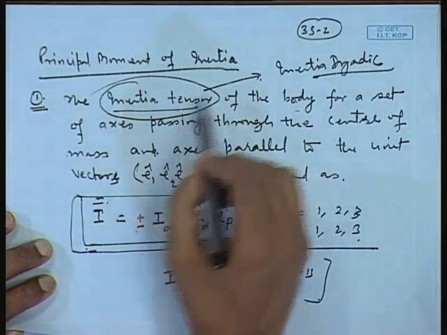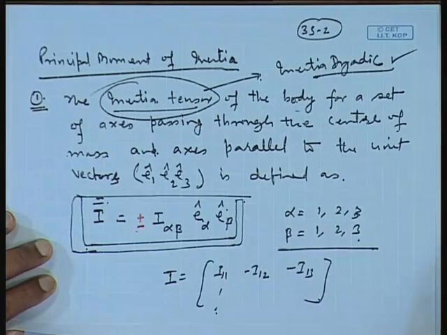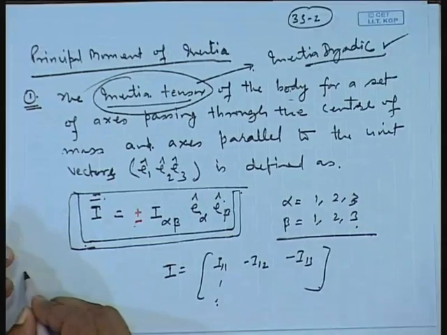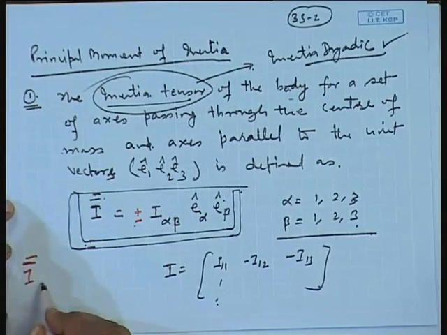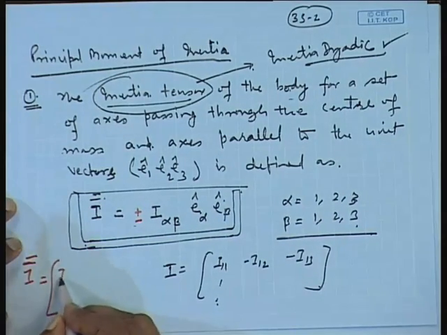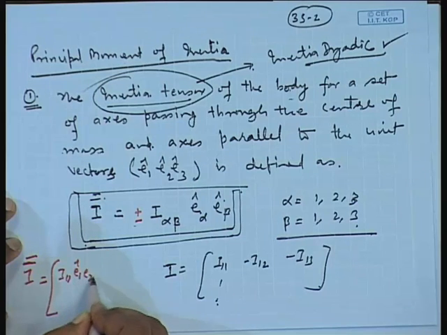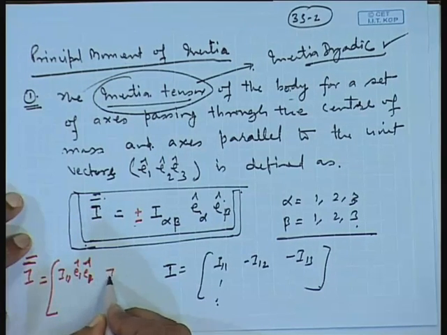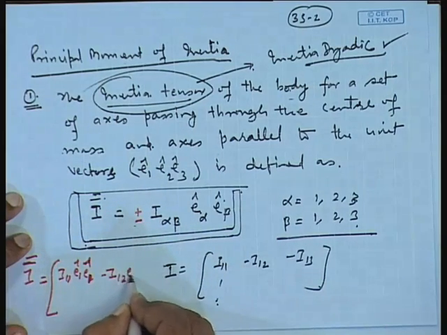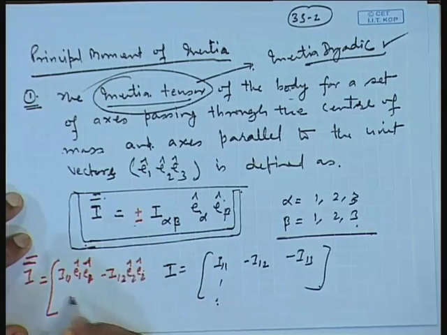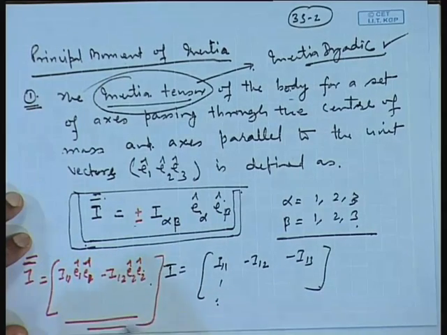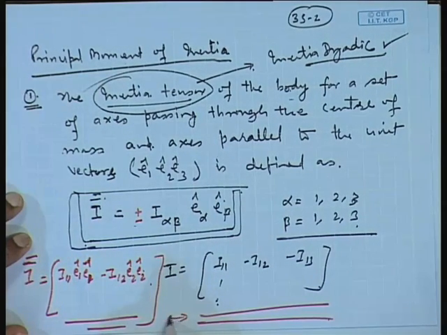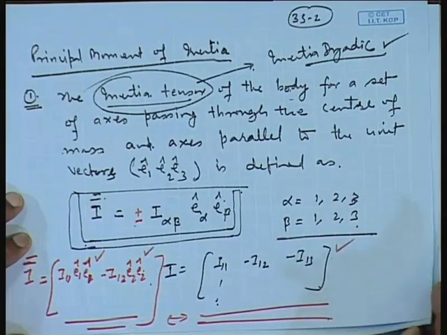While we are talking about the inertia dyadic, in that case for the inertia dyadic we put a double bar over this and then you need to put I11 E1 cap E1 cap, then I12 with a minus sign as we have discussed, E1 cap E2 cap and so on. So, this is the difference between these two. Here the vectors are also included, while in this the vectors are not included.